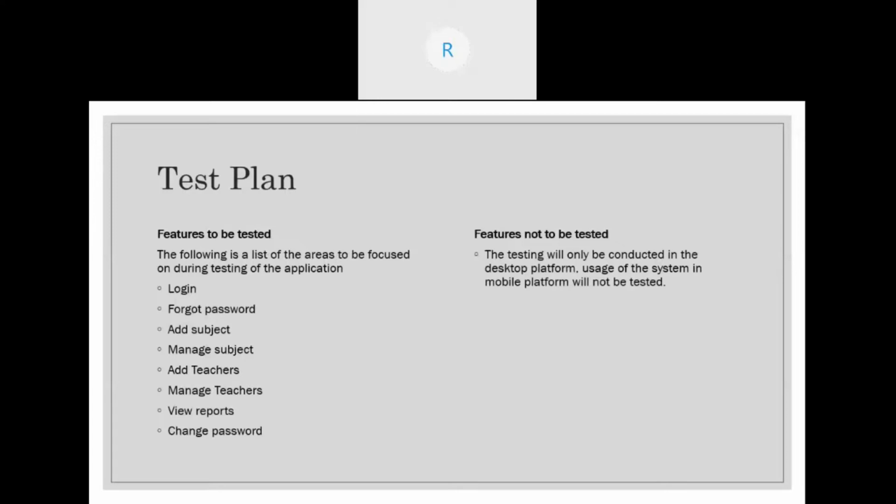Okay, the features that will be tested. The following is the list of the areas to be focused on during testing of the application: login, forgot password, add subject, manage subject, add teachers, manage teachers, view reports, and change the password. The feature that will not be tested: testing will only be conducted on the desktop platform. Usage of the system on the mobile platform will not be tested.